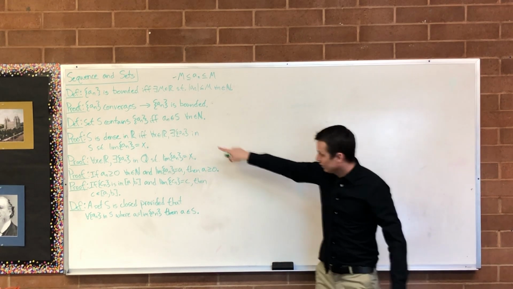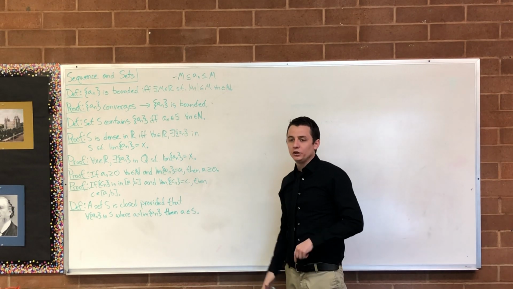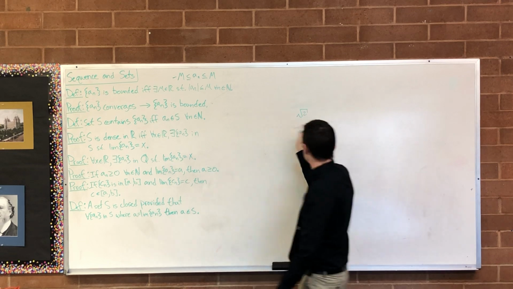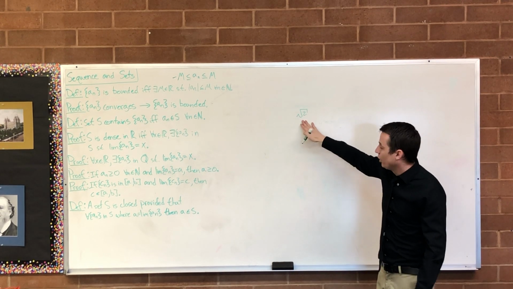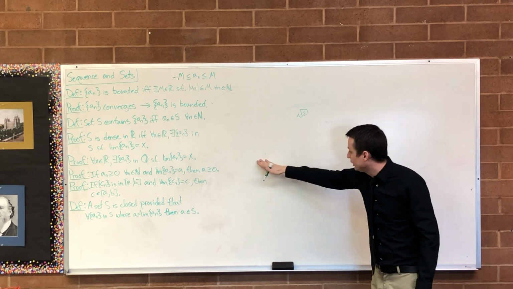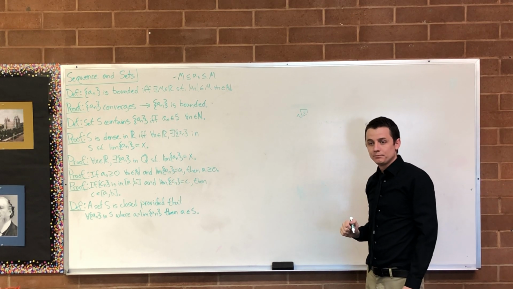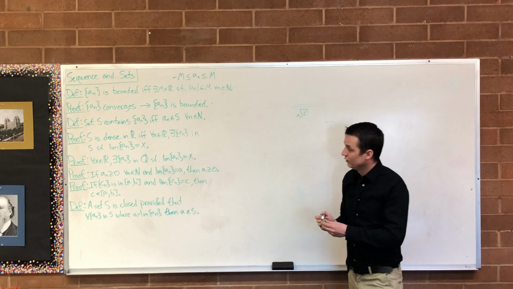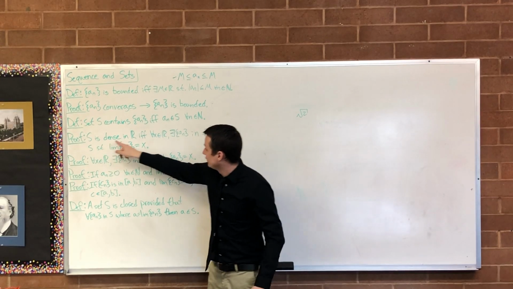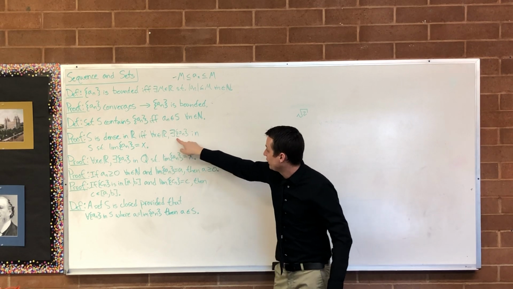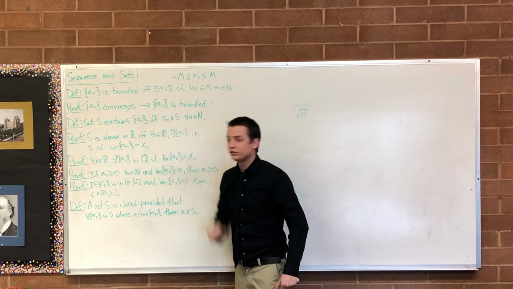So what is this saying? Pick any real number you want, like the square root of 2, which is irrational. I should be able to find a sequence of rationals that converge to that number. That's what that's saying. S is dense in R if and only if for any real number you pick, I can find a sequence in my set that converges to that real number.